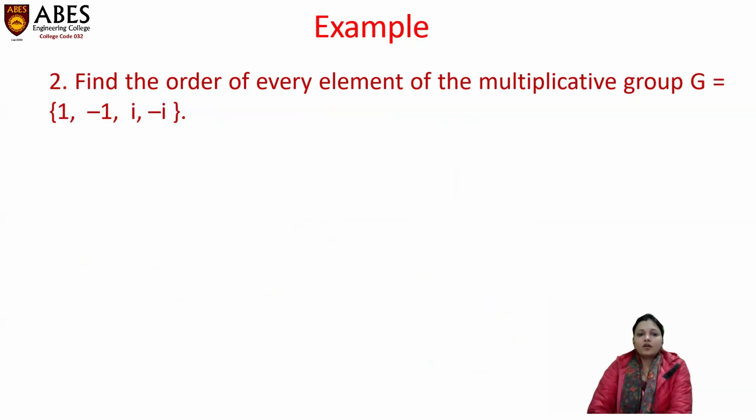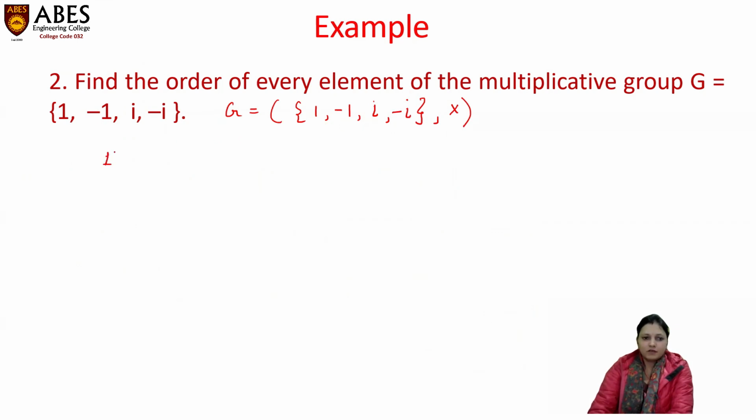Next question is to find the order of every element of the multiplicative group. The set is given and the operation is multiplication. So here the group is a set which consists of 1, minus 1, i, minus i. This is the set and the operation given is multiplication. So here we have to calculate the order of each of these 4 elements.